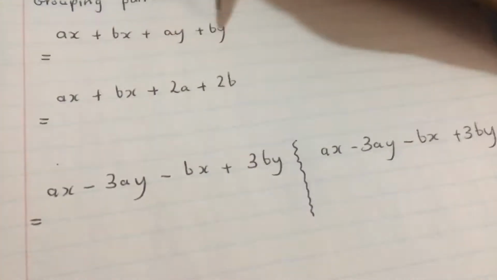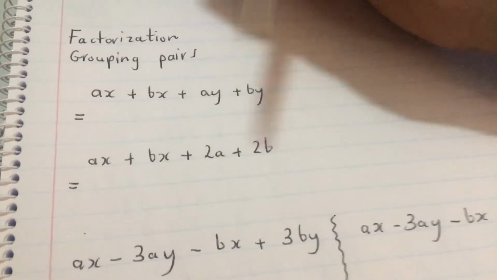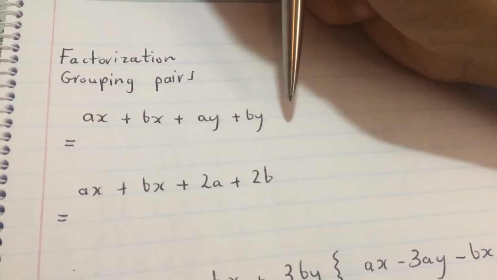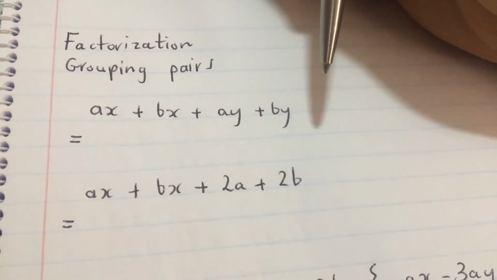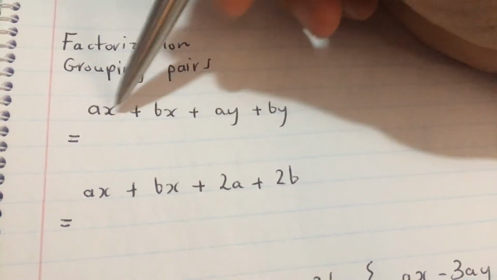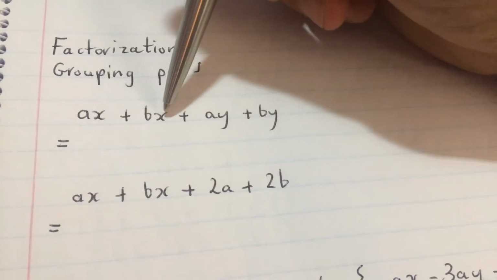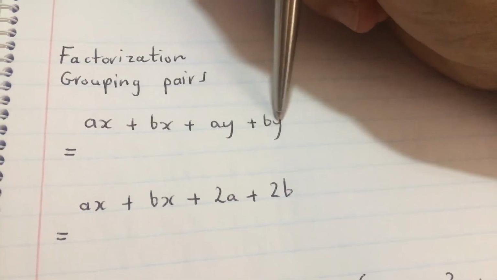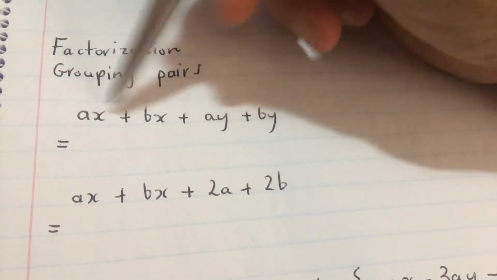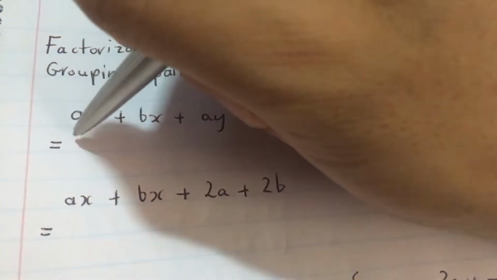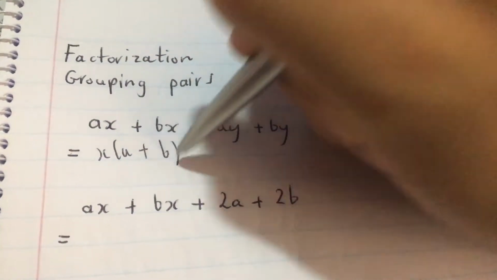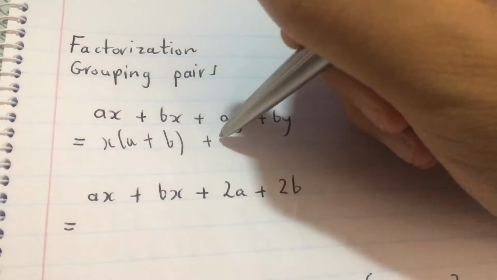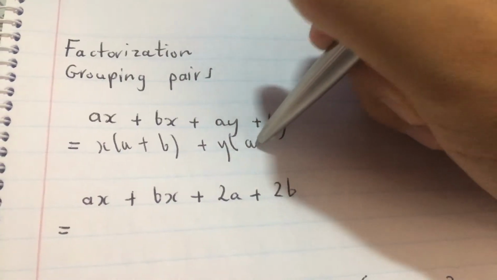So we look at this expression over here and we ask ourselves, out of this whole expression, is there anything common in all of them? If you look at it carefully, there's nothing common in all of them. But in the first two, there is something common, a common x. And in the second two, there's a common y. So we're going to pull out a common factor out of these two, and then pull out a common factor out of those two. My highest common factor here is x, and I'm left with a plus b. And my highest common factor of y, and I'm left with a plus b.